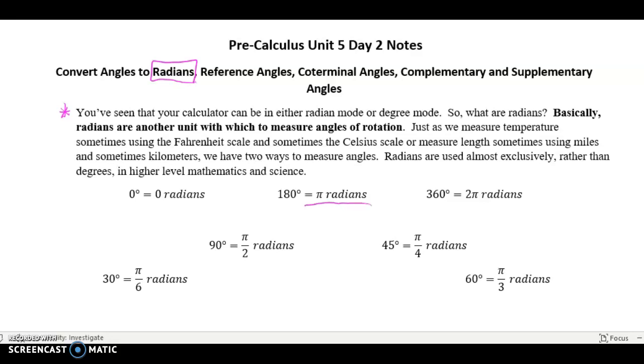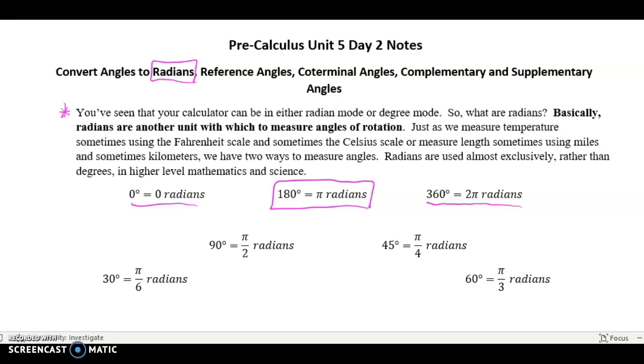This is the most important one to remember. 180 degrees is equal to pi radians. 0 degrees is equal to 0 radians. 360 degrees is 2 pi, because if 180 is 1 pi, it makes sense that 360 would be 2 pi. And from this one, the 180, we can derive all others.